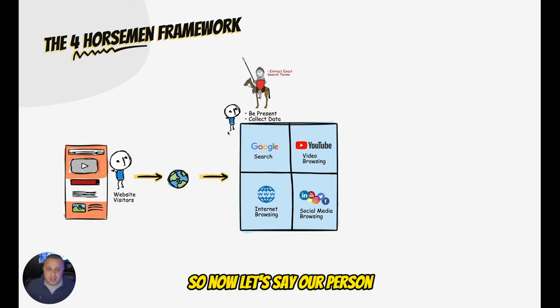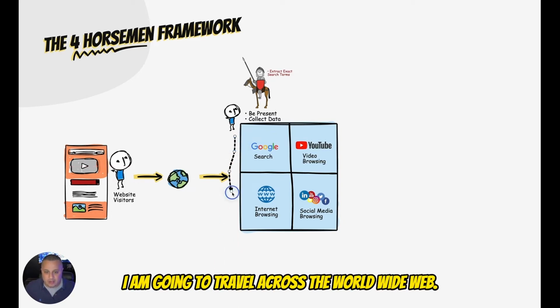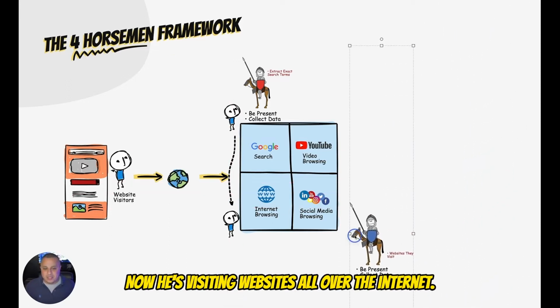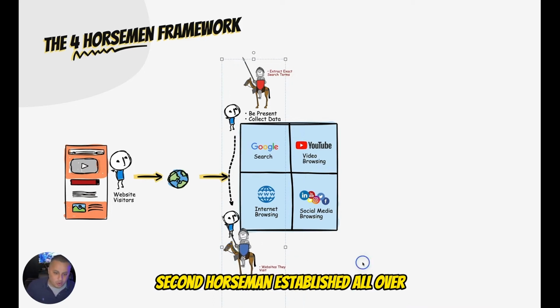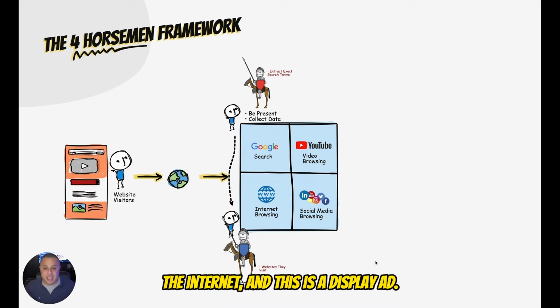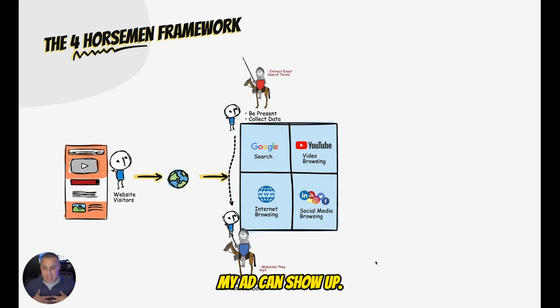Now let's say our person goes and says, you know what, I am going to travel across the World Wide Web. Now he's visiting websites all over the internet. And let's say I have my second horseman established all over the internet, and this is a display ad. So anywhere he travels that has a Google partnership that allows ads, my ad can show up.